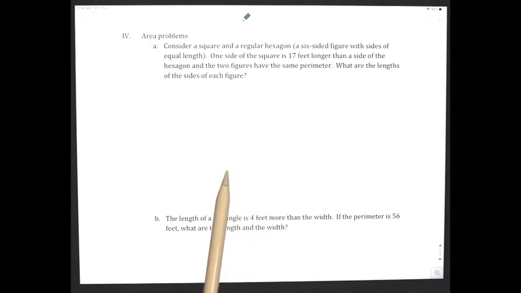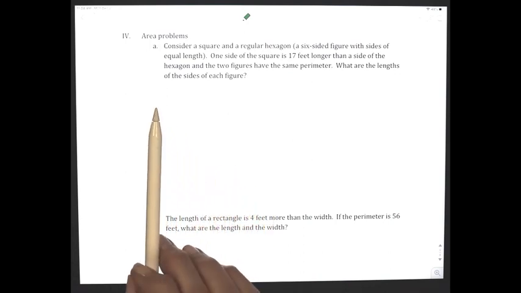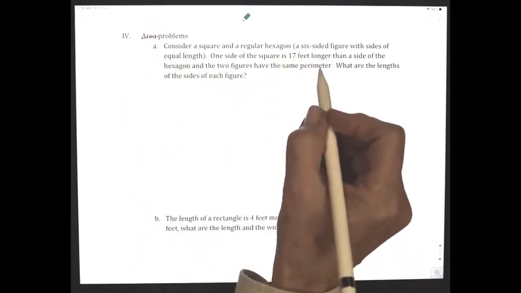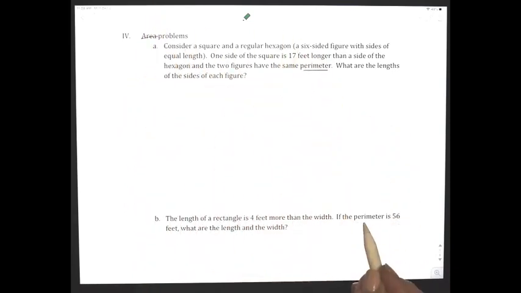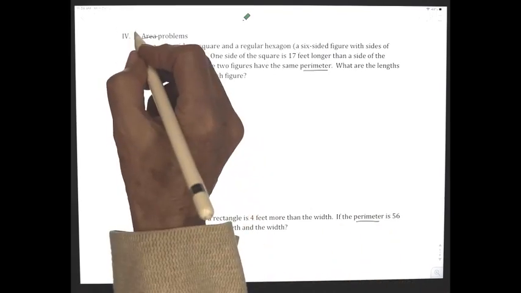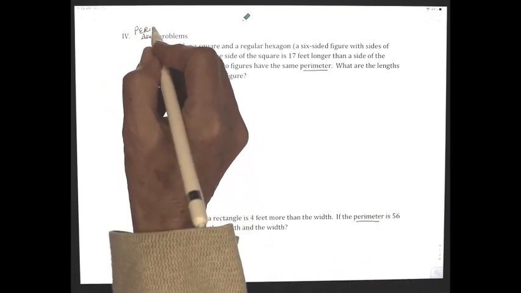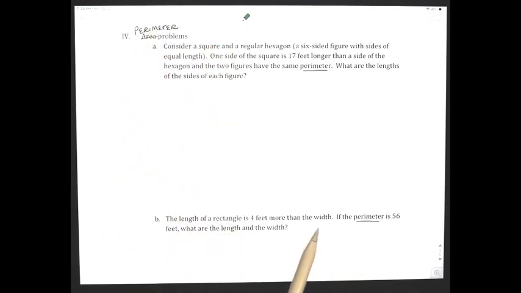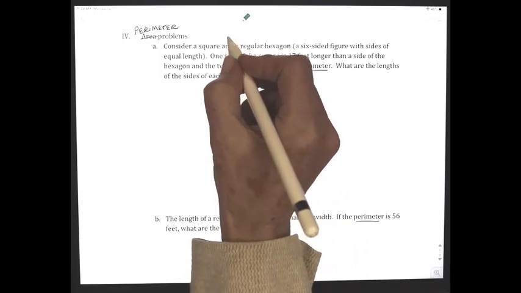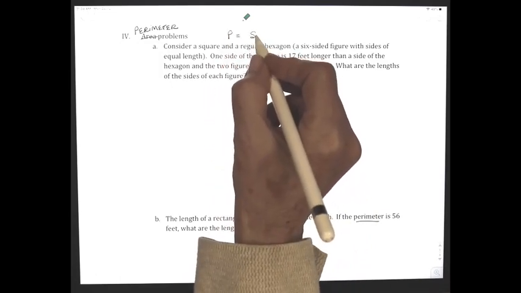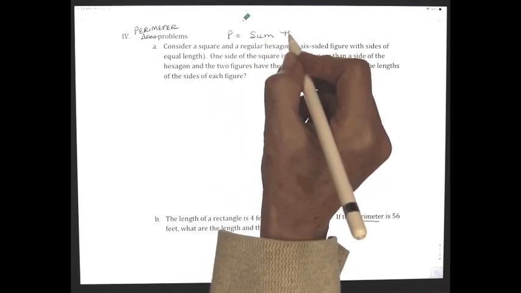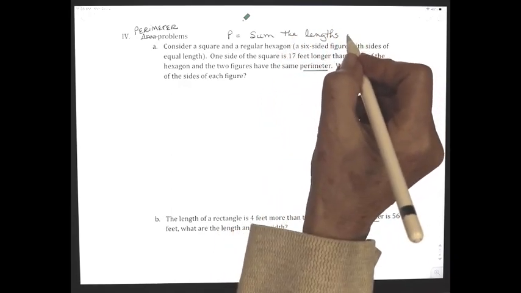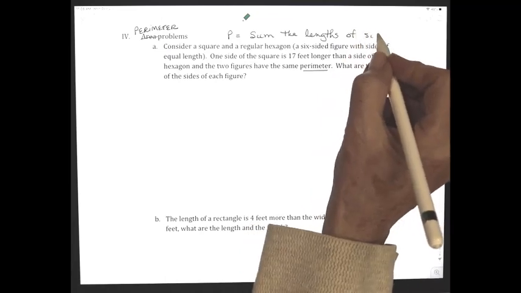So the first one has to do with perimeter. It says area here, but it looks like to me that this first one is perimeter and the second one is perimeter. So let me change these to perimeter problems. And you'll remember that the way you find the perimeter is you sum up or you add the lengths of the sides of whatever shape it is that you're working on.